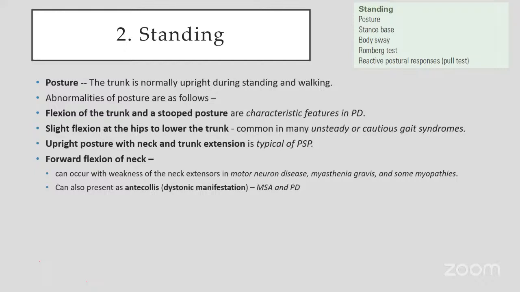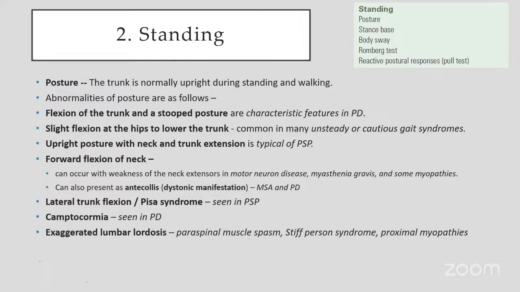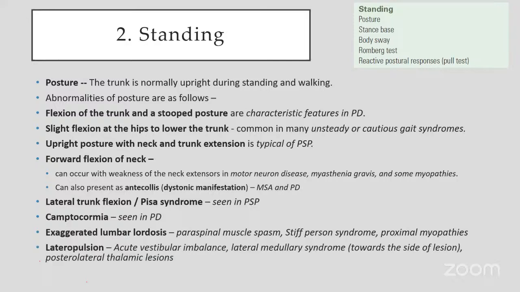The forward flexion of neck can occur with weakness of the neck extensors in MND, myasthenia, and myopathies, but a dystonic manifestation of forward flexion of neck, that is the antecollis, is seen in MSA and Parkinson disease. Lateral trunk flexion or PISA syndrome is seen in PSP. Camptocormia is seen in Parkinson, that is the progressively worsening forward flexion of the trunk and the body, which worsens on walking and improves on lying supine. Exaggerated lumbar lordosis can be due to paraspinal muscle spasm, stiff person syndrome, or proximal myopathies. Lateropulsion can be due to acute vestibular imbalance, lateral medullary syndrome, and posterolateral thalamic lesion, that is a Pusher syndrome.